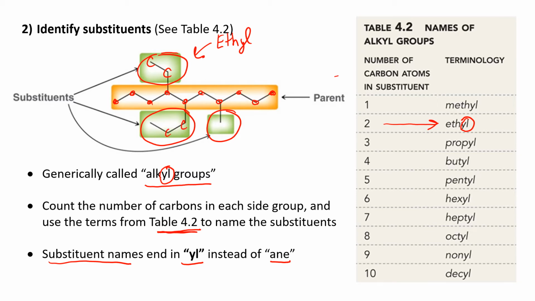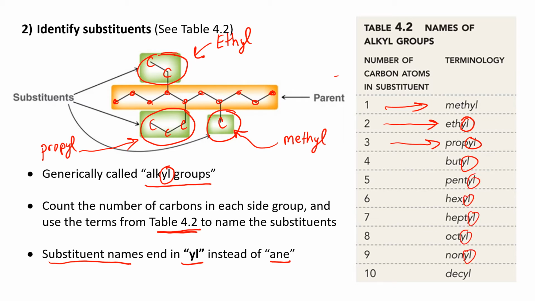Down here we have 1, 2, 3. That group is called a propyl group. And for our last one, we just have a single carbon branch. That's called a methyl group. So all of the branches have the same names as our carbon chains 1 through 10, but the only difference is we just add a YL to the end of each alkyl substituent name.